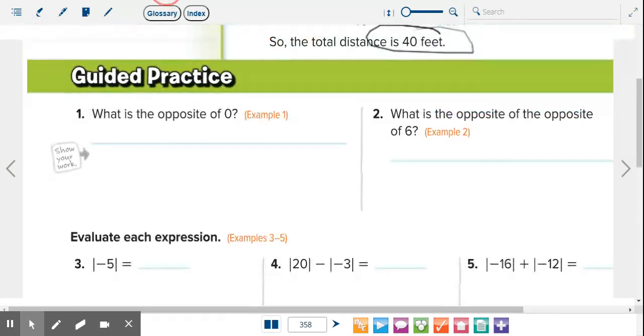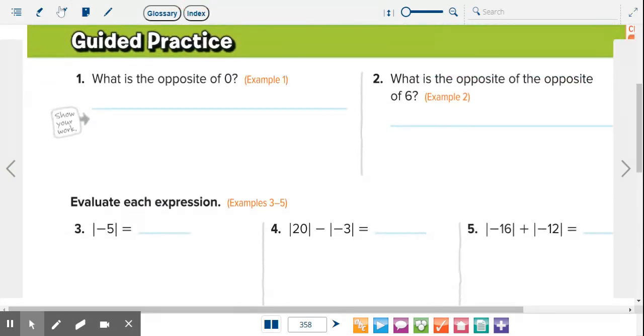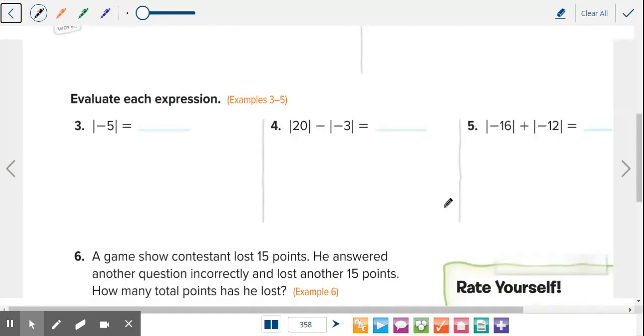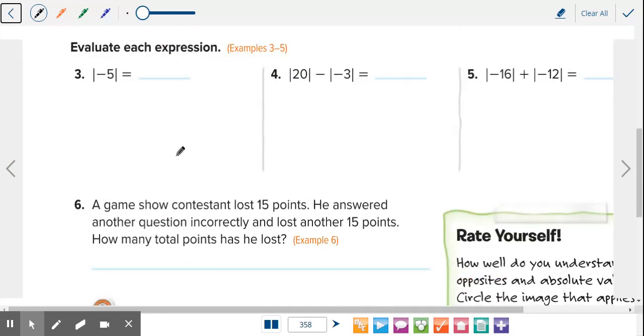Here we go. So, number 1, what is the opposite of 0? 0. Okay, number 2, what is the opposite of 6? 6. All right, any questions on opposites? All right. Now, we're going to be doing absolute value. So, number 3, what is the absolute value of negative 5? 5.